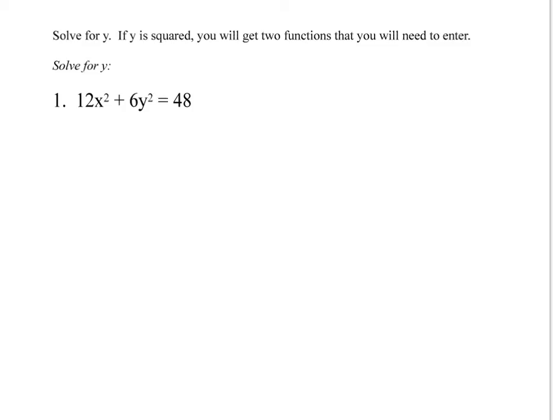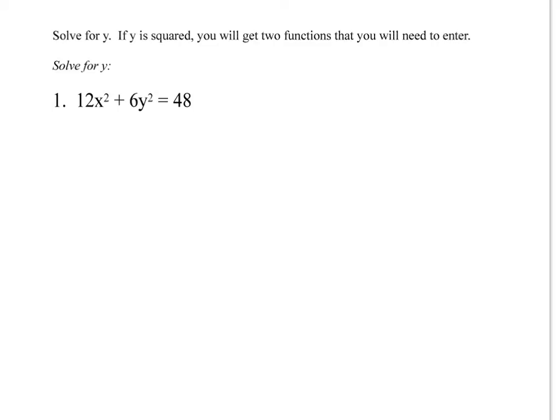Okay, the first thing we're going to learn how to do is graph a conic section on our calculator. Whenever we have a y-squared, which is in the majority of conic sections, you're actually going to get two functions that you're going to have to enter. As you know, your calculator only knows how to enter a function. So if you have a conic section, such as a circle, which is not a function because it doesn't pass the vertical line test, you're going to have to break it down into two pieces. Okay, the top half and the bottom half.